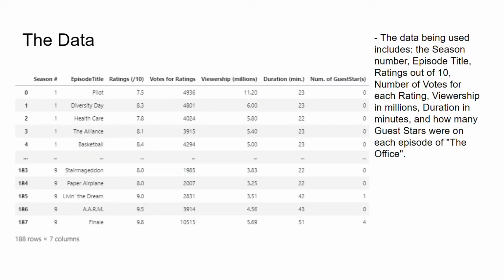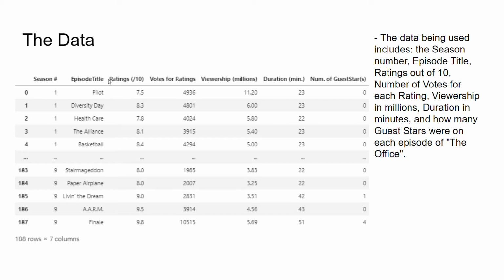So let's get into the data. We have the season number for each episode, its title, its ratings out of 10, the number of people who voted for the ratings, its viewership in millions, duration in time, with minutes as the unit, and the number of guest stars for each episode. So for our model, we're going to use votes per rating, viewership in millions, duration in minutes, and number of guest stars as our features. And for our target, like I said before, we're going to use ratings out of 10.